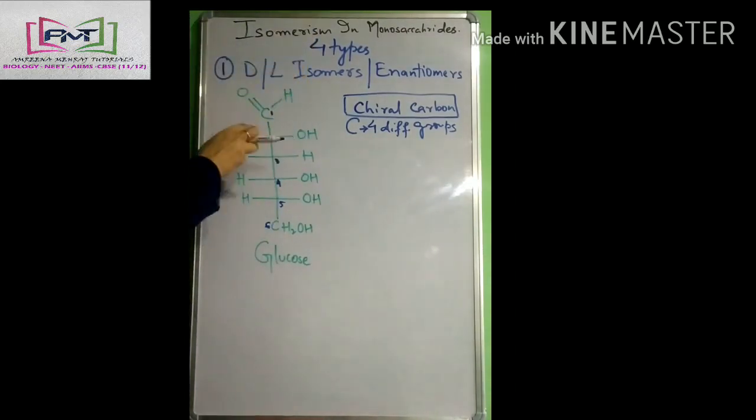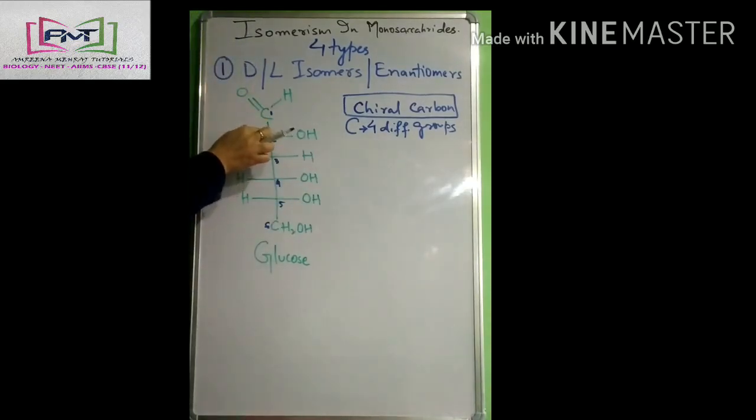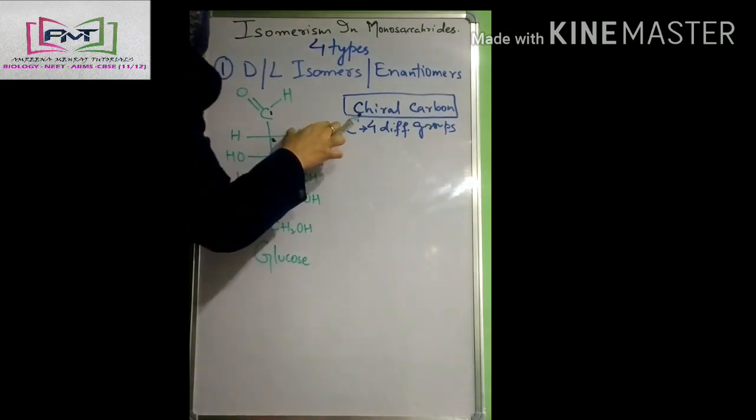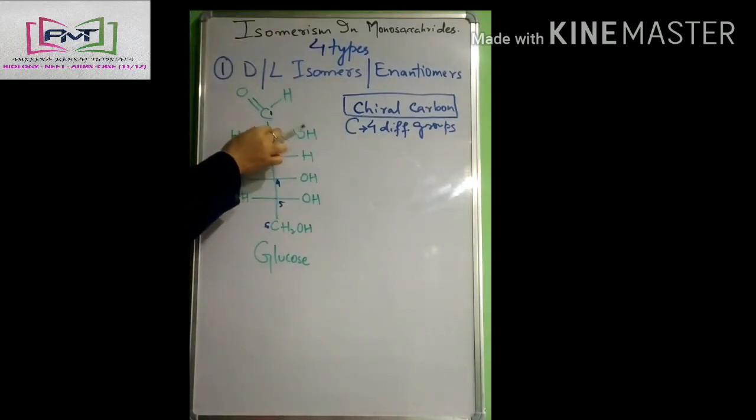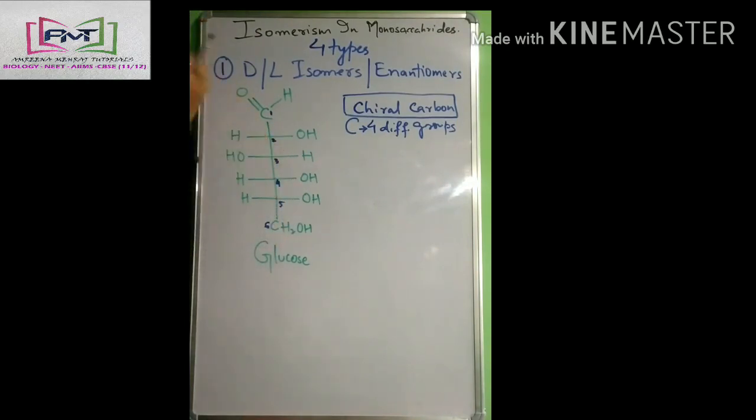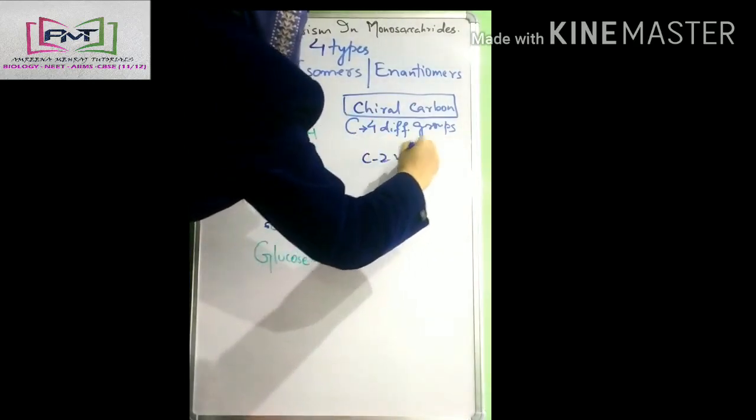Okay, leave it. Go to carbon number 2. Is it a chiral carbon? Yes. See, on one side it is attached to aldehyde group. On another side it's attached to OH group. On another side it's attached to hydrogen. And from this side it's attached to a long group which is made up of 1, 2, 3, 4 carbons. So isn't this carbon chiral carbon? Yes. So carbon number 2 is chiral.